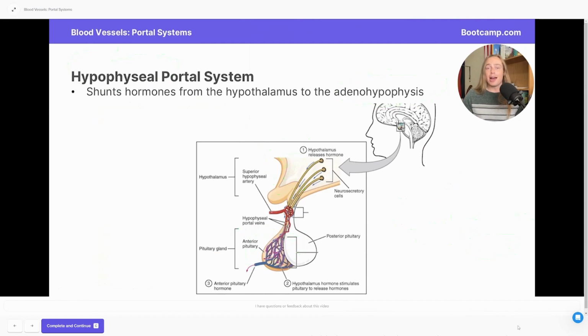Luckily for us though, we do have a hypophyseal portal system, and this allows for really rapid communication as hormones from the hypothalamus can be released into this capillary, and from there this blood is ported via hypophyseal portal veins into our capillary that surrounds the anterior pituitary gland.